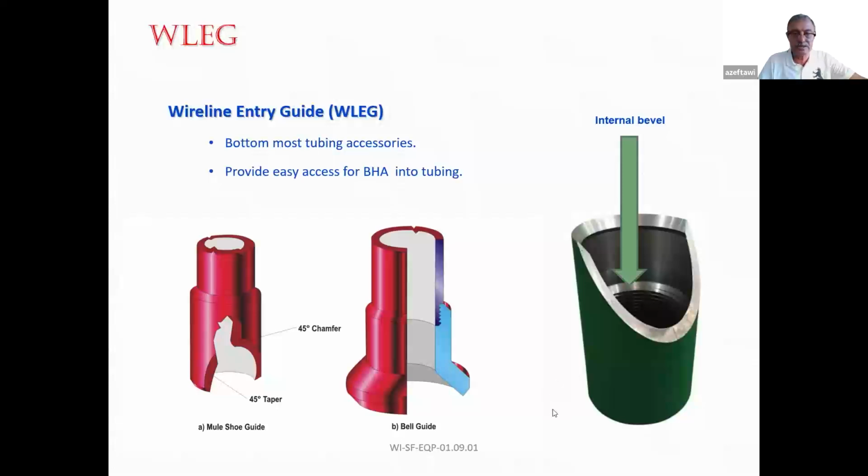What is the key difference between a sleeve and a landing nipple? Again, landing nipples are to receive flow control devices like plugs and valves. But the SSD is something else. It gives you a sort of communication between the tubing and the annulus. Two different issues.